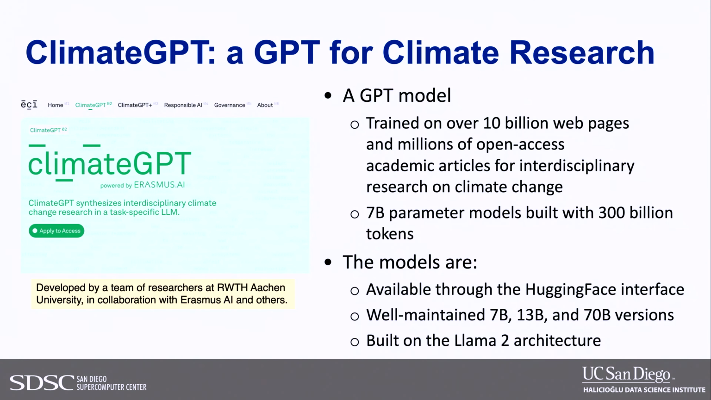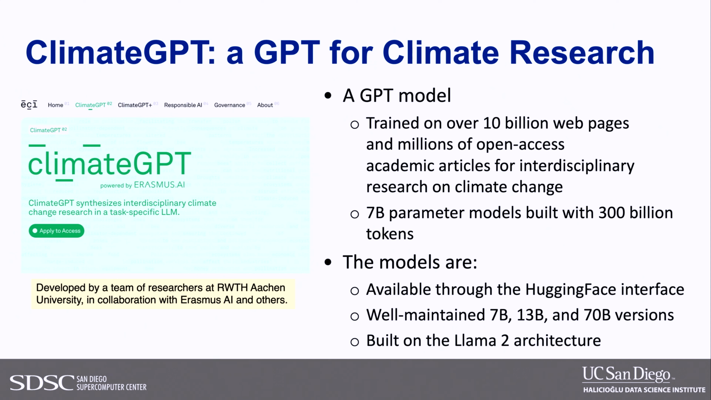And as I mentioned, we are using a community LLM called Climate GPT. It was trained on 10 billion web pages and open access academic journals on climate change. 7 billion parameter models were built with 300 billion tokens. If you know those numbers, hopefully this shows this is a small LLM, and its capabilities are aligned with that size.